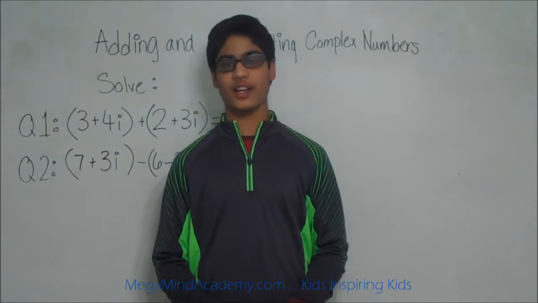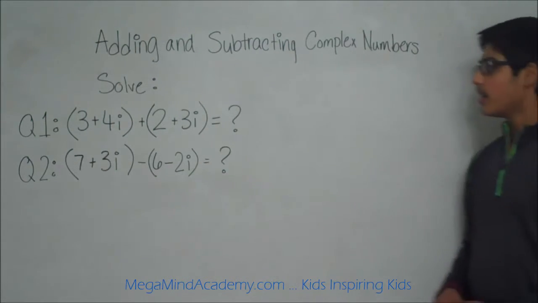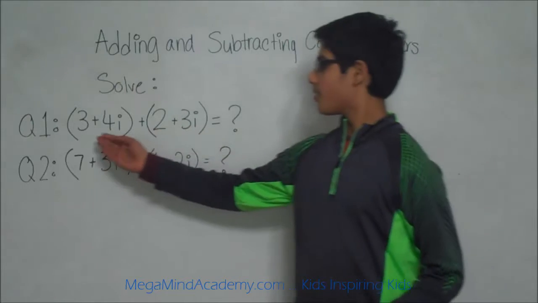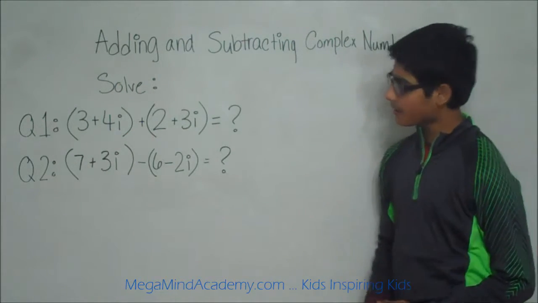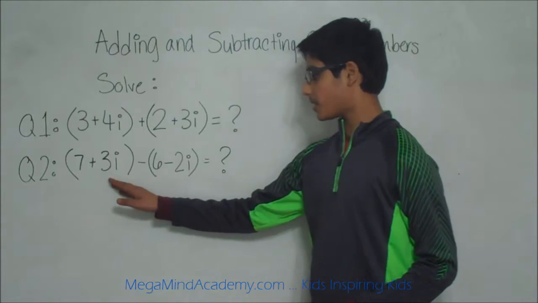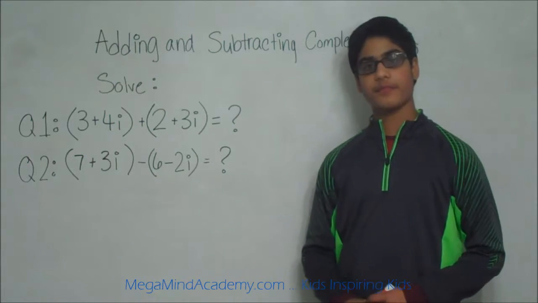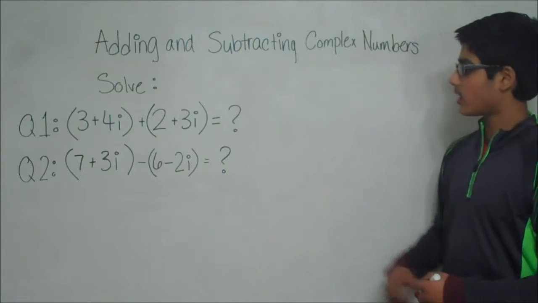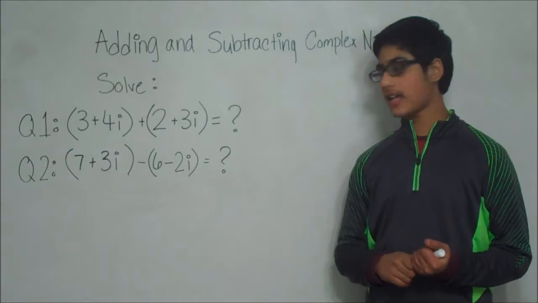Today we're going to learn about adding and subtracting complex numbers. Let's say we have to solve 3 + 4i + 2 + 3i equals what? And 7 + 3i - 6 - 2i equals what? Before we get started on solving these two equations, let's first do a recap on the last video.